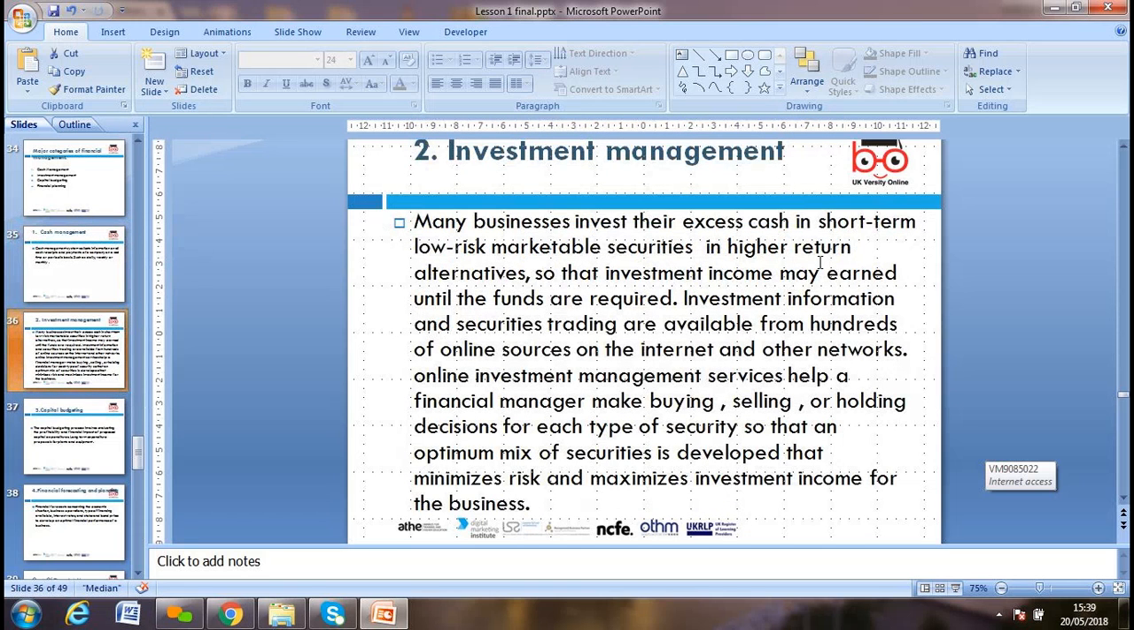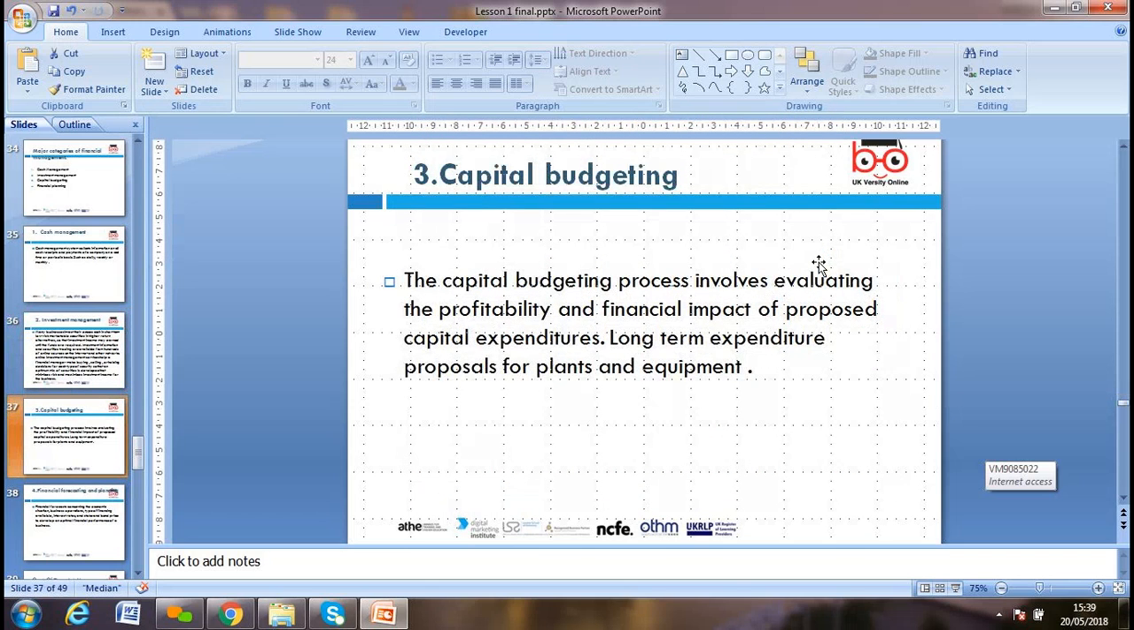Investment management. Many businesses invest their excess cash in short-term, low-risk markets with higher return alternatives. So the investment income may be earned until the funds are required. Investment information and securities trading are available from hundreds of online and internet sources. So these all come under investment management, and they are part of financial management.